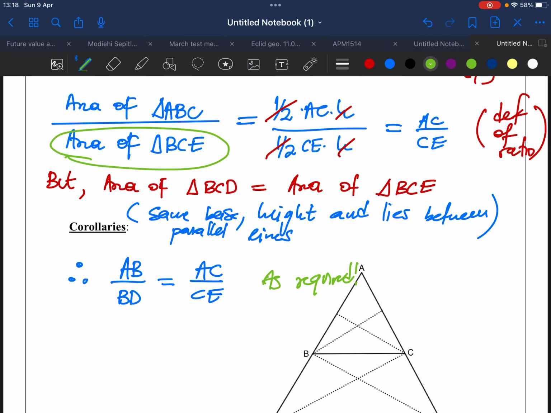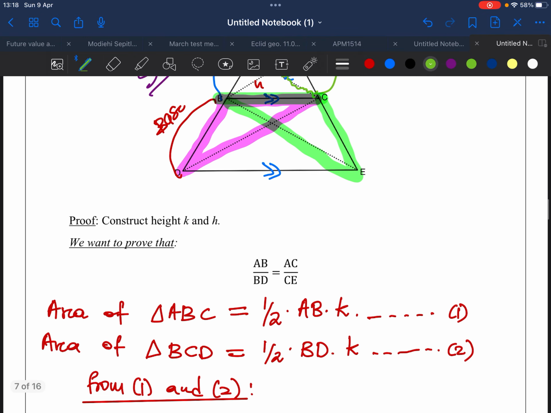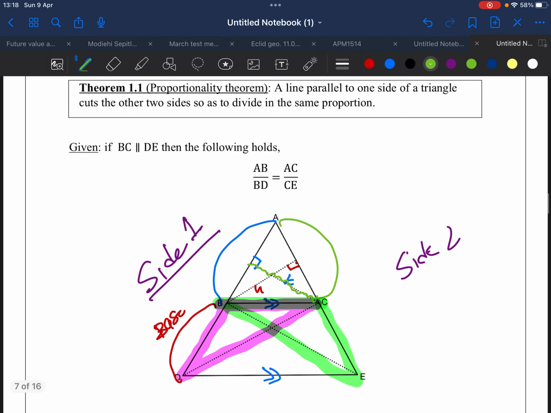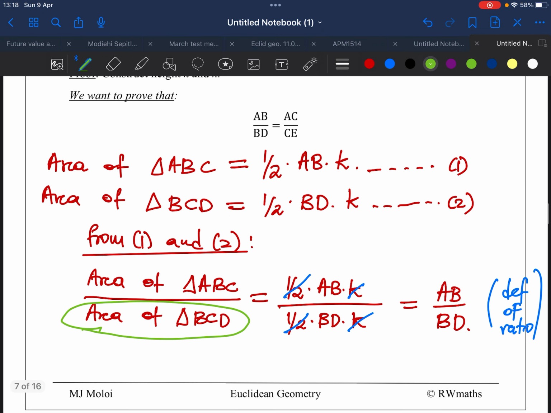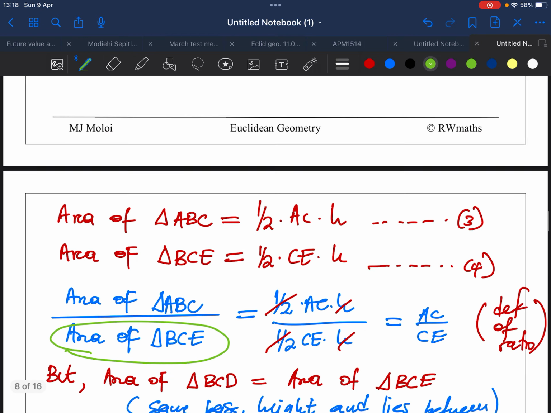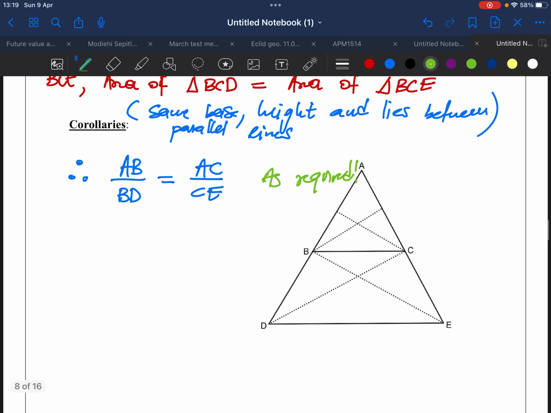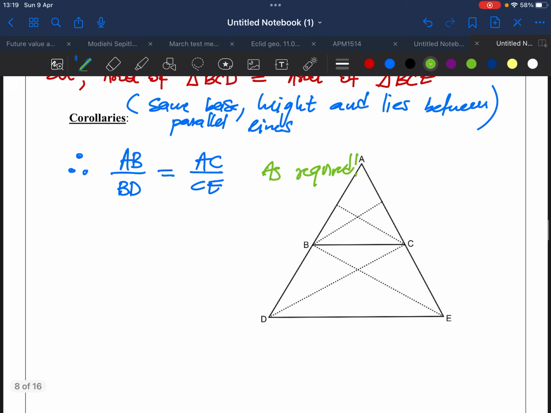I hope this proof is clear. This is how you prove this theorem, and it is 5 marks to do this, the proportionality theorem. But remember that if we have introduced this as a theorem, we need to introduce the corollaries of this theorem, meaning other ways of writing AB over BD equivalent to AC over CE as different proportions. We will do that in part 2 of the video.